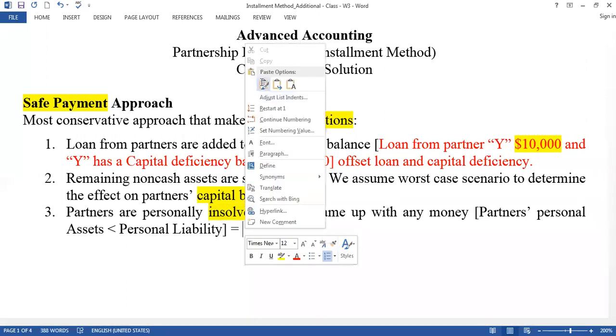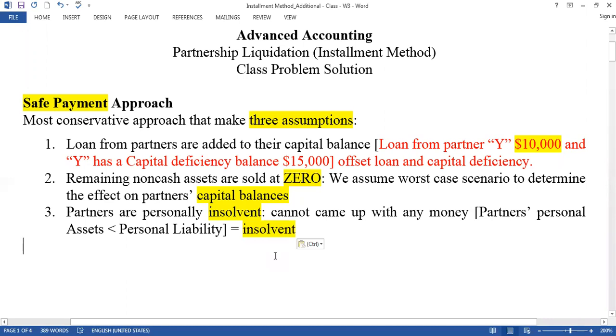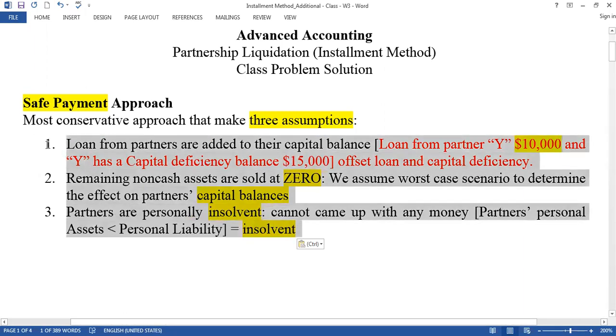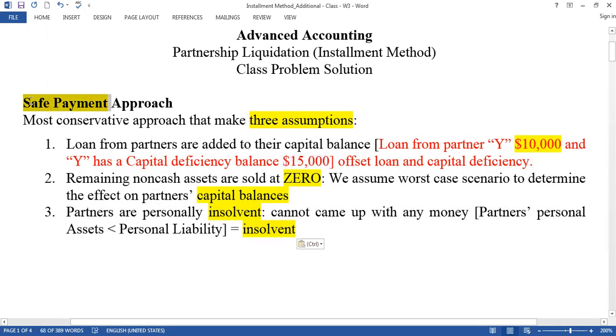What is the meaning? It means that if there is any capital deficiency, they are not able to bring their personal assets. For example, if this is the capital deficiency of $15,000, we assume that you do not have any personal cash that you can bring to the business to offset this capital deficiency. So these three assumptions are important whenever we prepare a safe payment schedule.